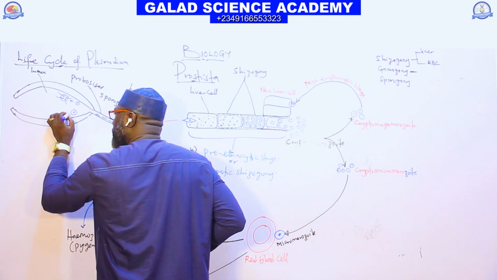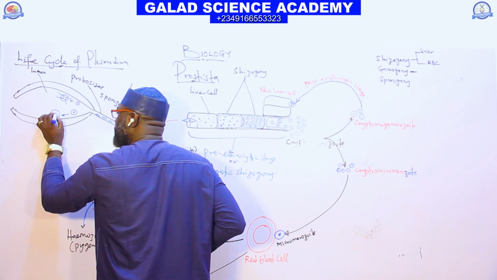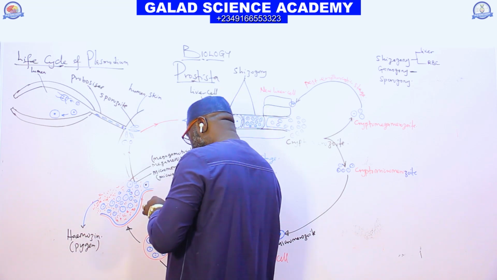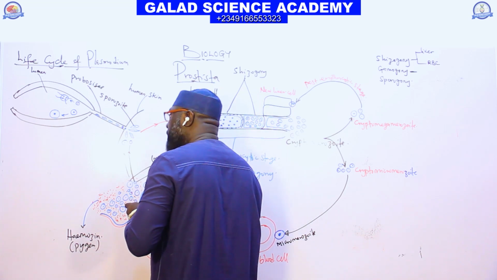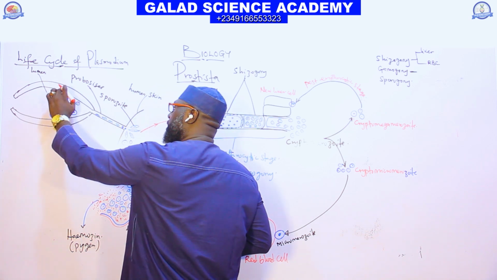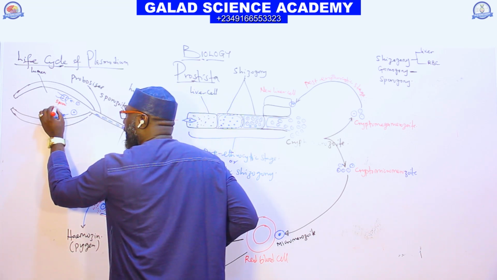And this will also mature and germinate to form an egg. So this is the sperm of the mosquito. This will be the egg.